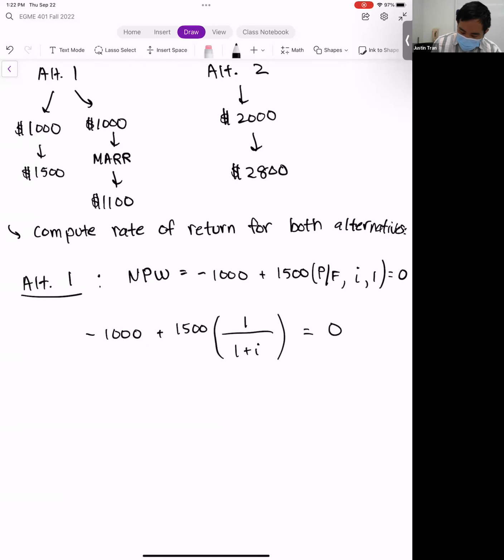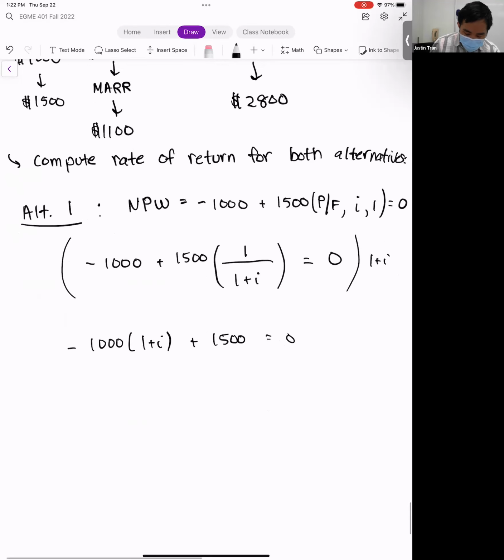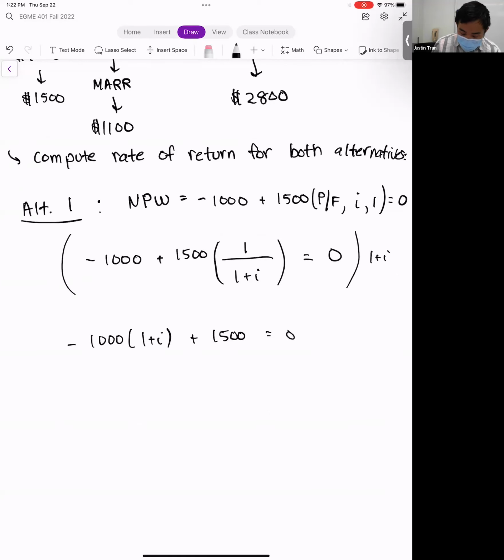All right, and so now we can solve this equation for I, and so let's go ahead and multiply both sides by 1 plus I. And so we have a minus 1,000 times 1 plus I plus 1,500 equals 0. Let's go ahead and move the 1,000 over and the 1,500 over. Let's move the I to the other side. And so we have a 500 is equal to 1,000 I.